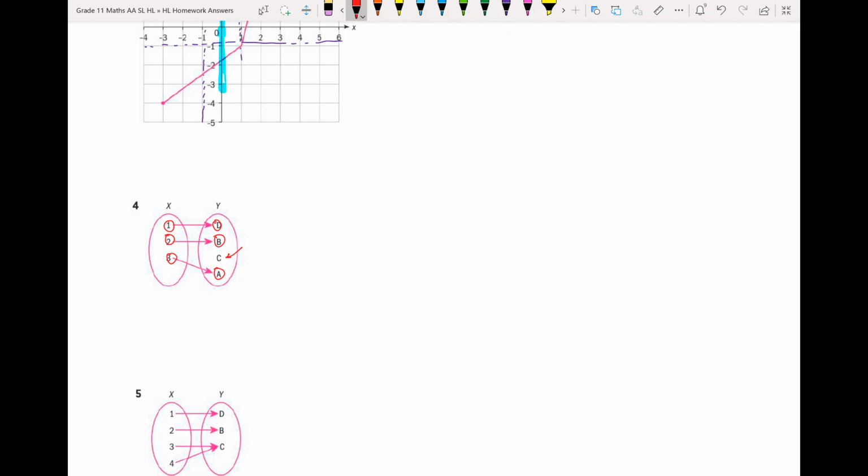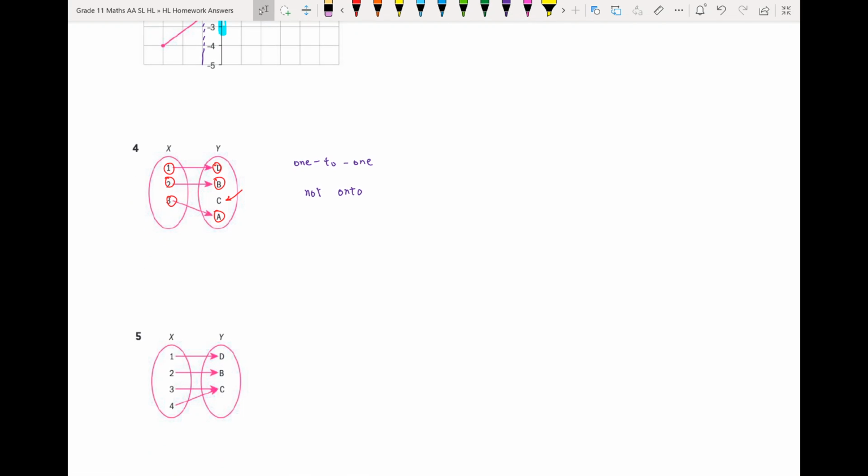Now, what happens to the C? C does not have a partner. So in this case, this is a one-to-one relation. Therefore, this is a function. But because C does not have a partner, it's not onto. So X doesn't map to all the things in Y.